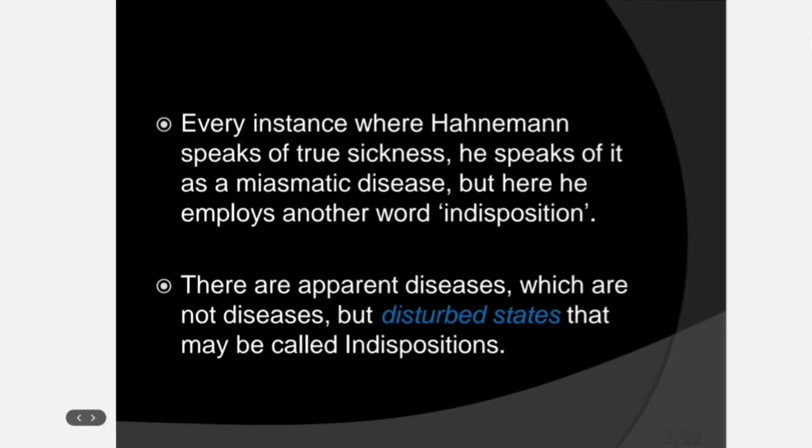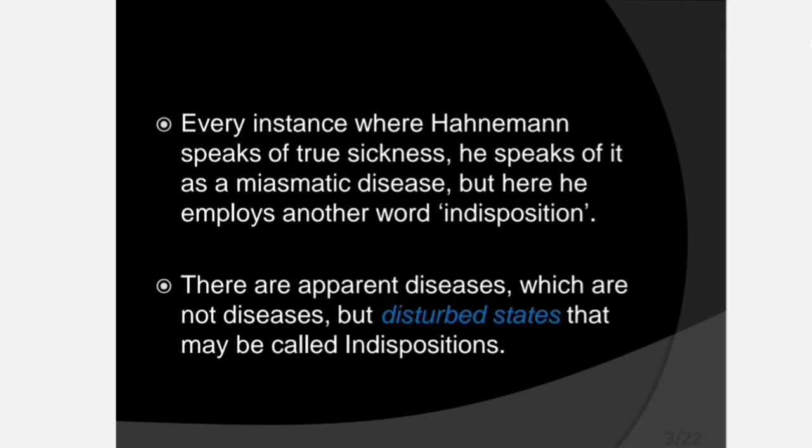Let's go ahead. In every instance where Hahnemann speaks of true sickness, he speaks of it as a miasmatic disease. But here he employs another word, that is indisposition. If you go through the Organon aphorisms and descriptions, you will know that Hahnemann spoke of true sickness, meaning true miasmatic disease. But here he used another word, indisposition. Here he is not speaking about true miasmatic diseases, he is speaking about indispositions.